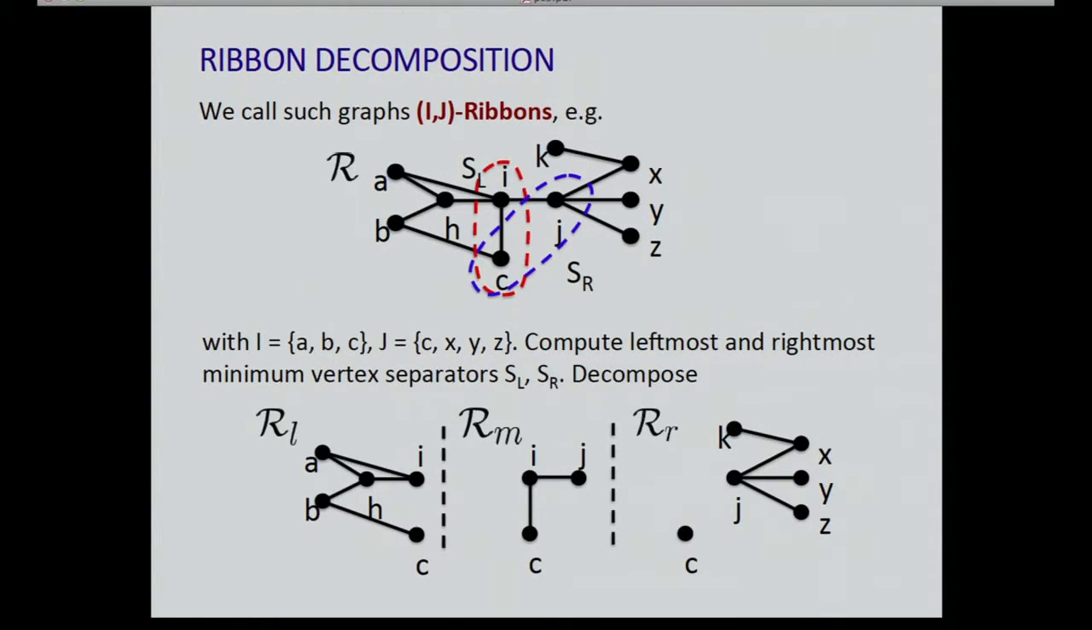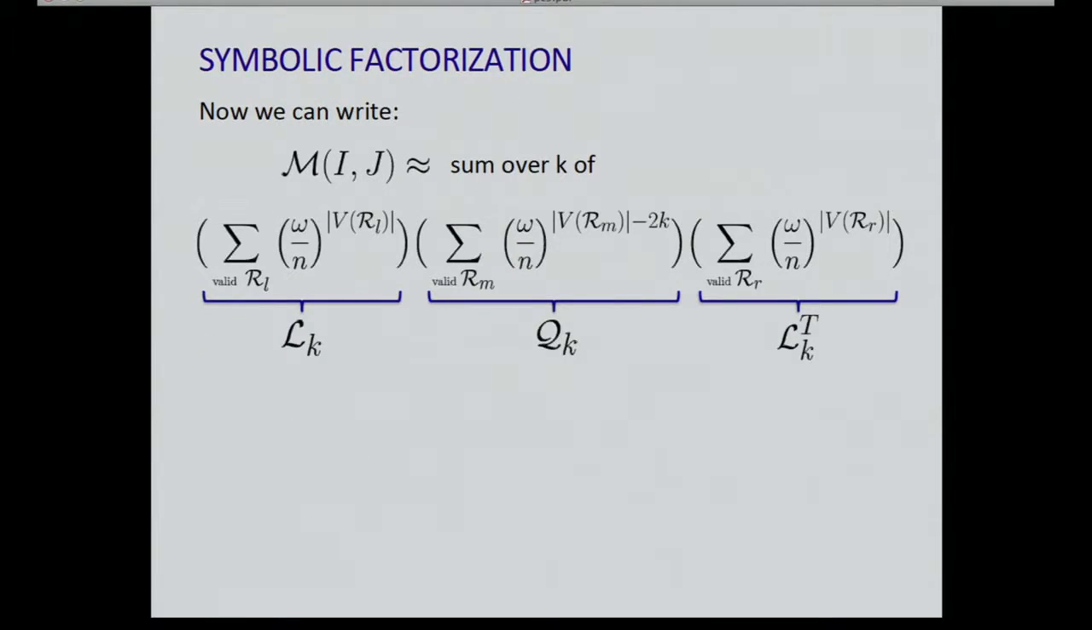That gives us a way of decomposing the graph, and then what happens is that this is the thing that's supposed to be LK, this is the thing that's supposed to be QK, this is supposed to be LK transpose, and that's where the symbolic factorization comes from, is to try and write it this way.